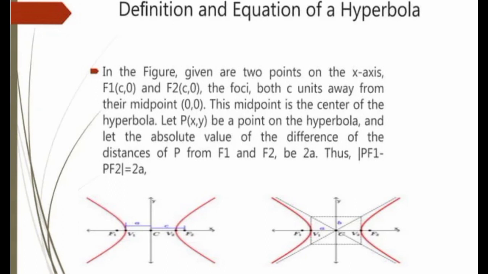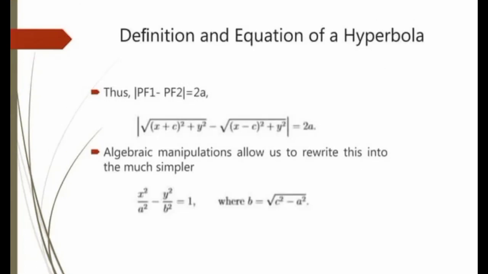of P from focus 1 and focus 2 be 2a. Thus, the quantity PF1 minus PF2 is equal to 2a. So, the square root of the quantity (x plus c) squared plus y squared, minus the square root of the quantity (x minus c) squared plus y squared, is equal to 2a.